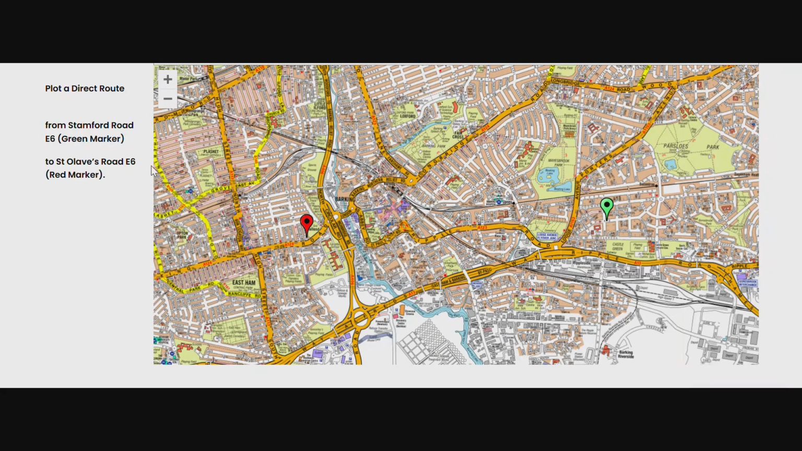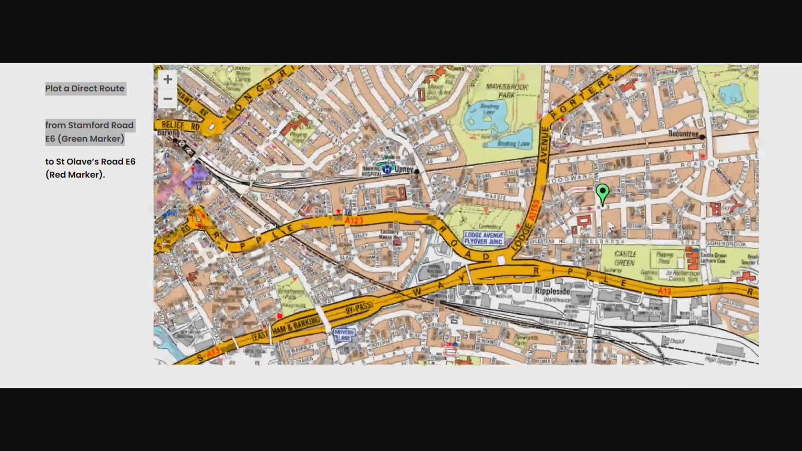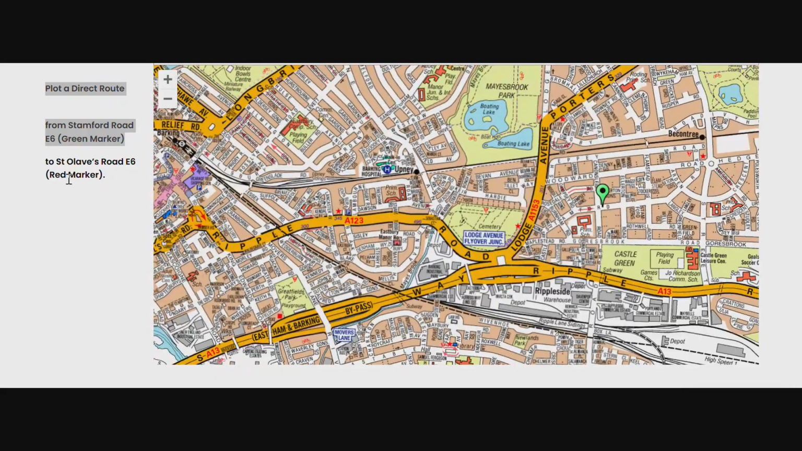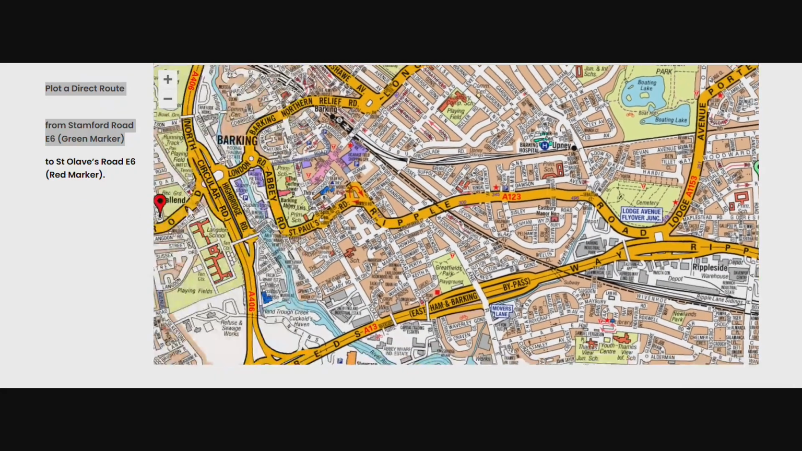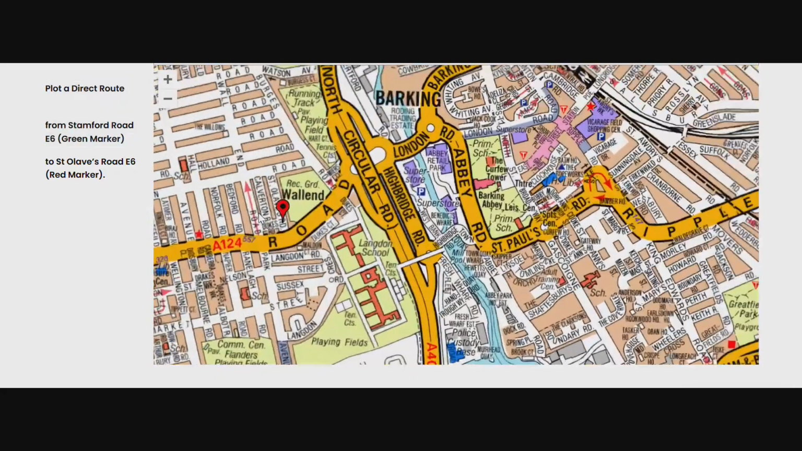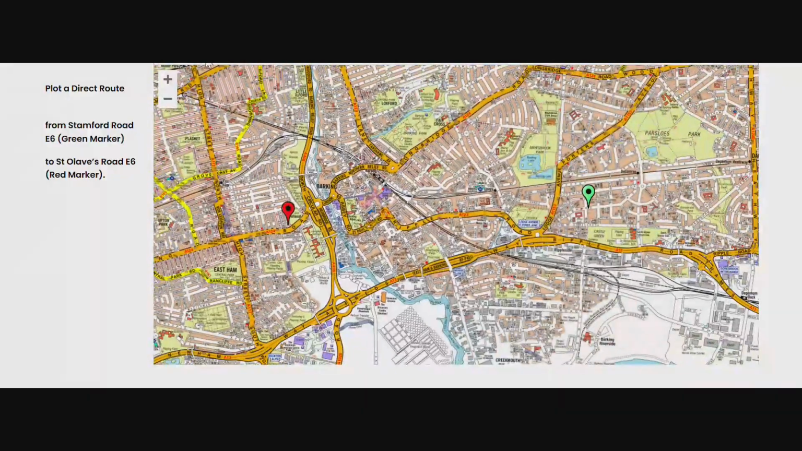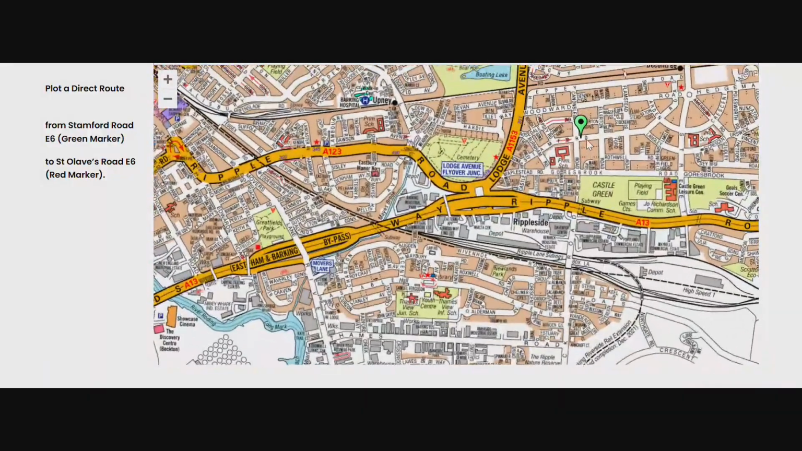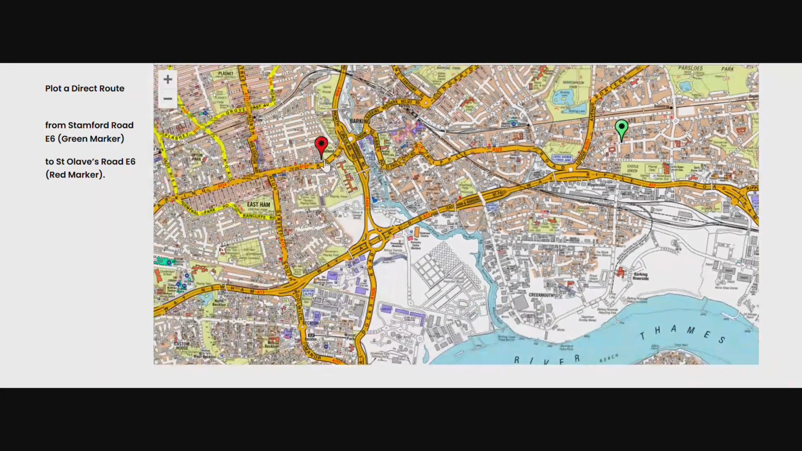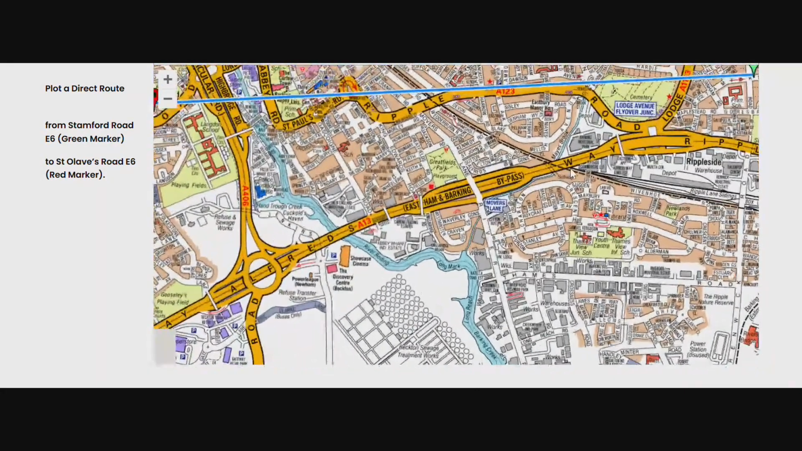So let's begin with instructions. Plot a direct route from Stamford Road E6, which is our green marker right here, to St. Olave's Road E6, which is our red marker right here. As always, the first thing to do should be to draw a straight line from our green marker to red marker so that we can plan our route.